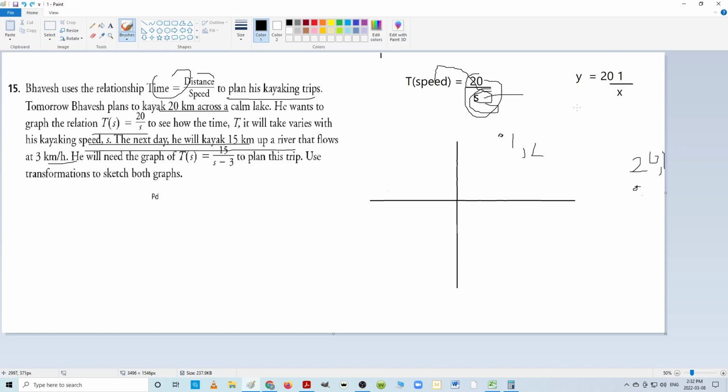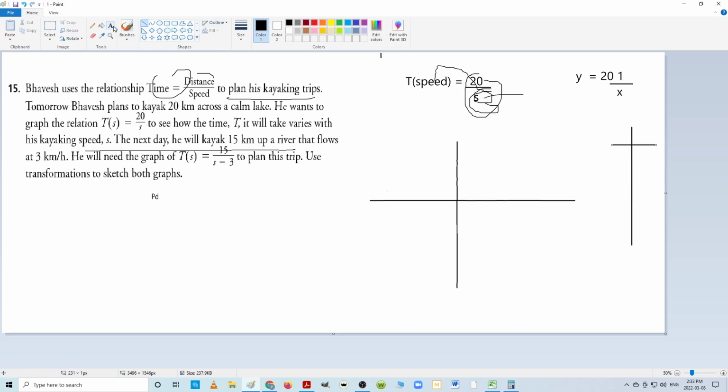And then as an example, if I take 1/20th of a speed, so if I go 0.2 kilometers per hour, I will get a time of, well, let's think of a better one. When x is 2, time will be 10 hours. So when I'm going 2 kilometers an hour, it'll take 10 hours. So I'll have 2, 10. So that means I can pretty much do a T-chart like this.